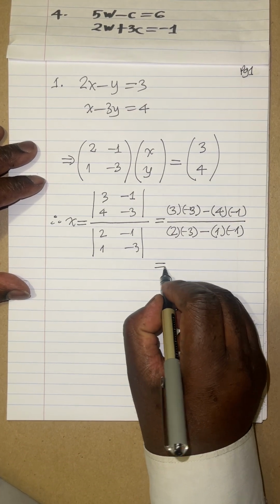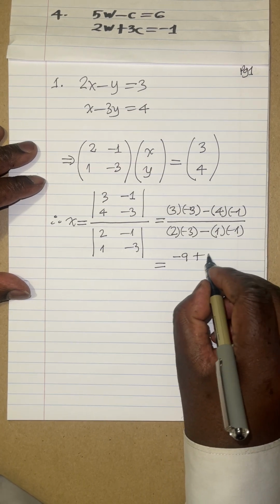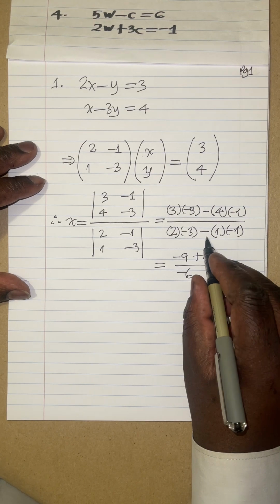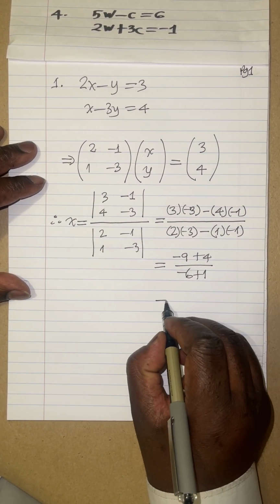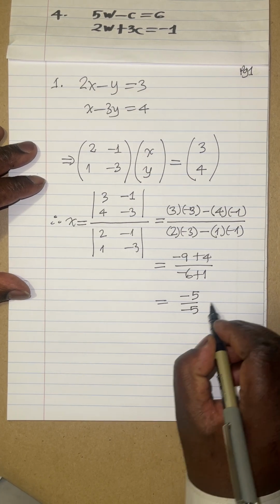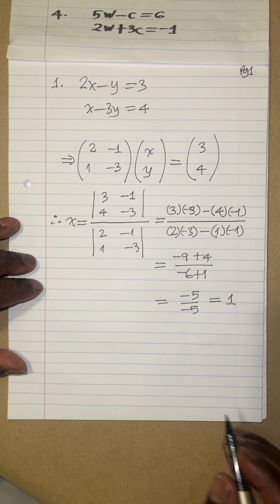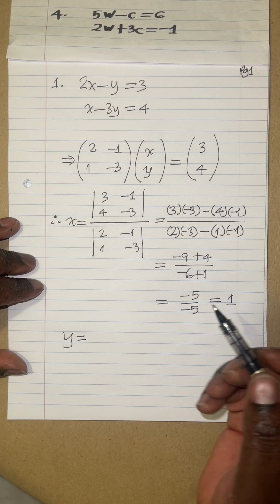Now, let's look at the numerator. That would be minus 9 if you check, and that would be plus 4. We're dividing this by, that would be minus 6, and that would be plus 1. If you continue with this, you will see that this is actually minus 5 in the numerator all over minus 5 in the denominator. And what does this give us? It gives us 1.